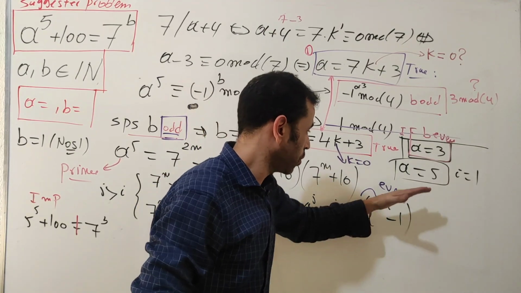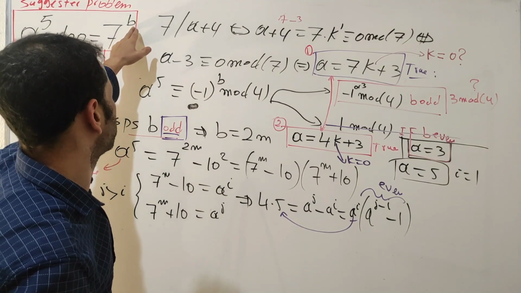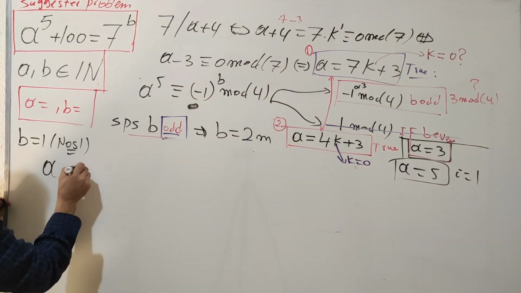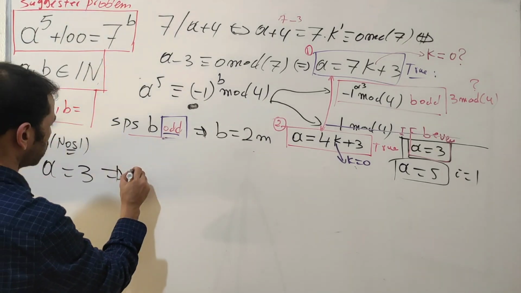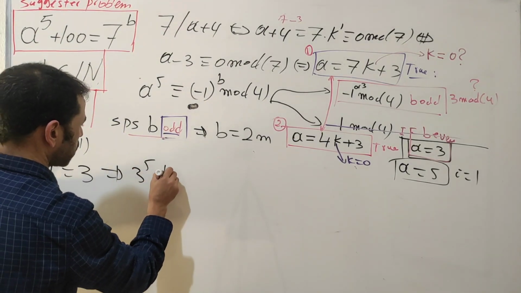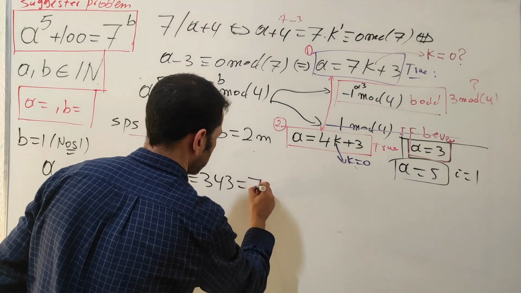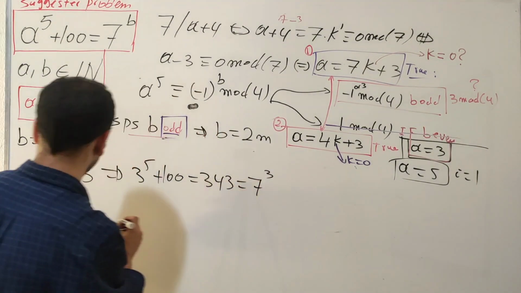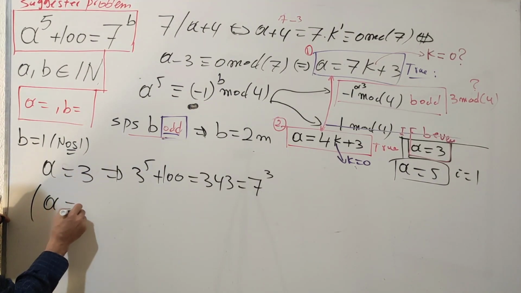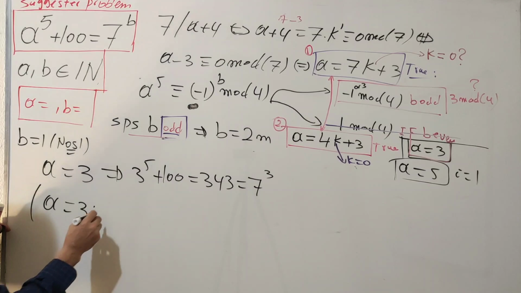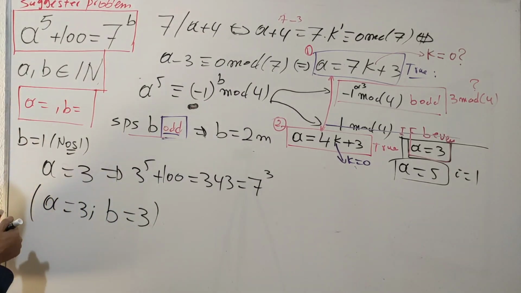Okay. Now let's take this solution and insert it back into the original equation to find b. So a equals 3. Replacing this one here, I get 3 to the 5th plus 100, which is 343. That is the same as 7 cubed, which means we have a solution: a equals 3 and b equals 3 also. Okay.